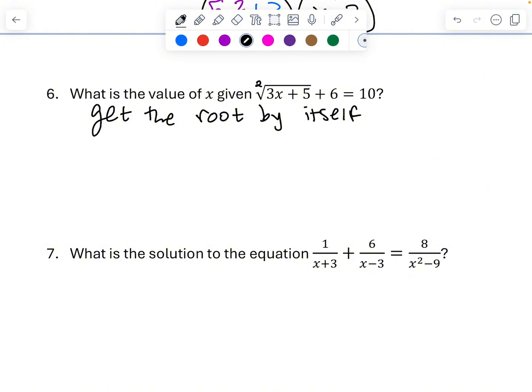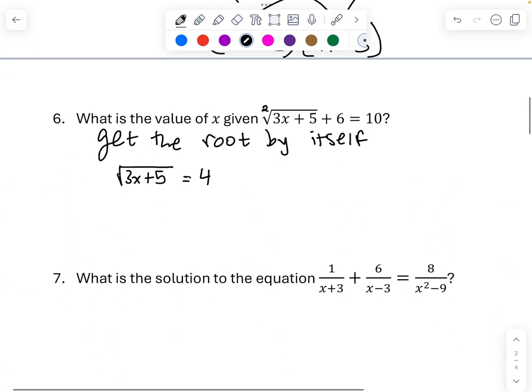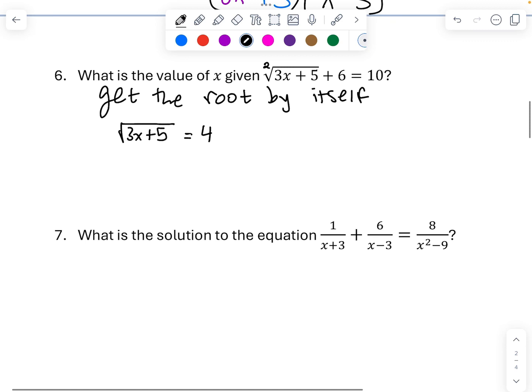So I'm going to subtract 6 from both sides. So I have square root of 3x plus 5 is equal to 4. I just subtracted 6 from both sides to get rid of that. Now my root is by itself. So now I can undo that root. And as I said a minute ago, there's an imaginary 2 right in that root. So that means I'm going to raise everything to a power of 2 to undo that root, or I'm squaring both sides. Okay, so I'm going to square both sides to get rid of that root.